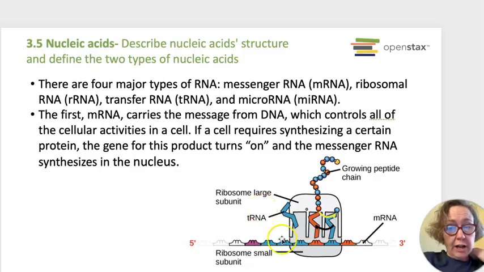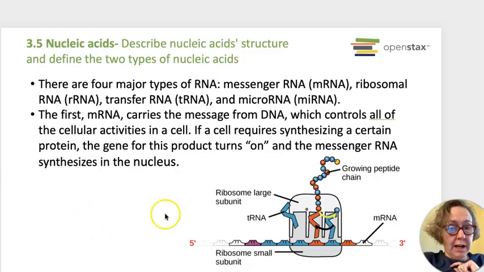rRNA, ribosomal RNA, is what's going to make this little hamburger-looking thing that's going to actually put everything in order so we can translate it. The mRNA will come in so we can translate it. And then we have tRNA, which are these little things here that actually connect the mRNA molecule to the amino acid to make that chain of amino acids.